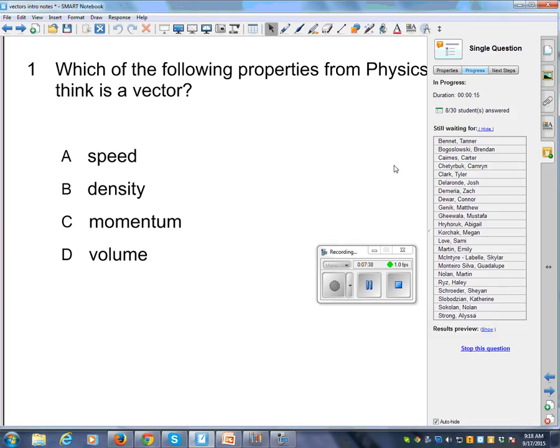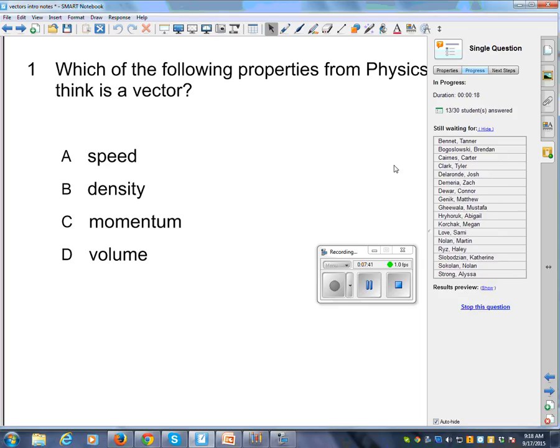Just going to point out too that it's not going to be good enough to just cram for the test in here. You're going to have to pay attention as we go along. What's momentum?